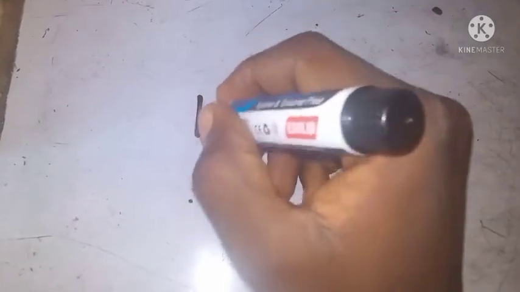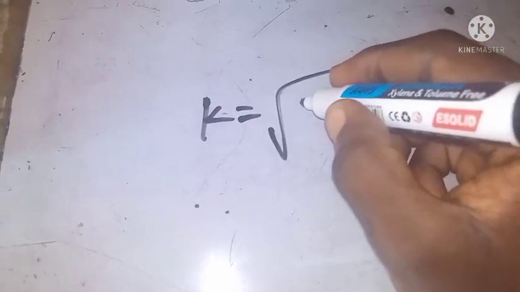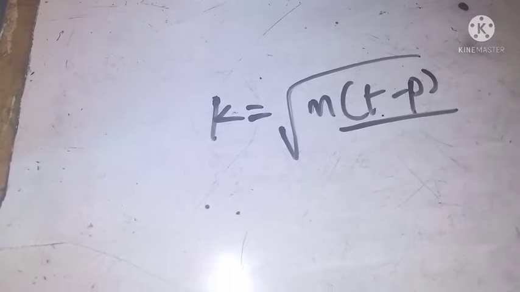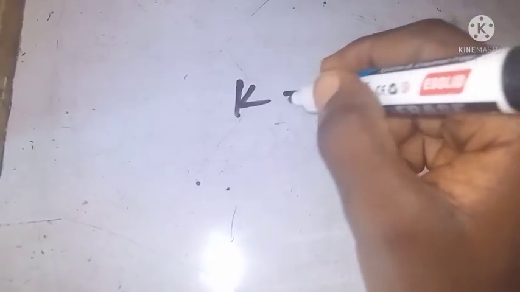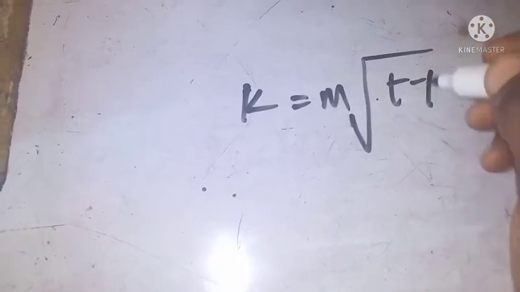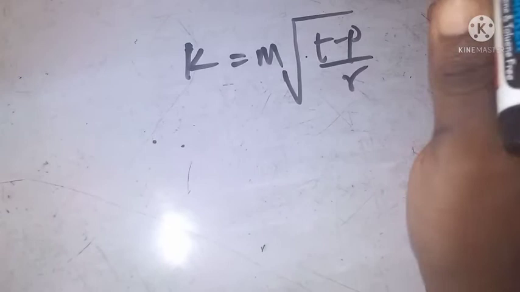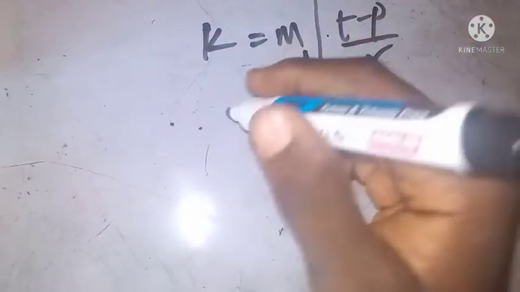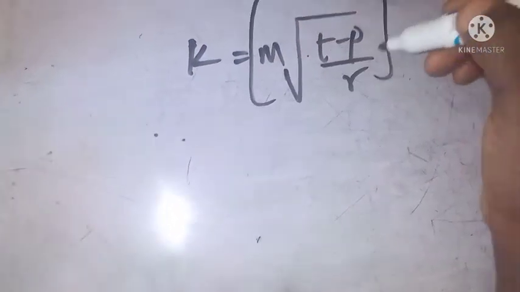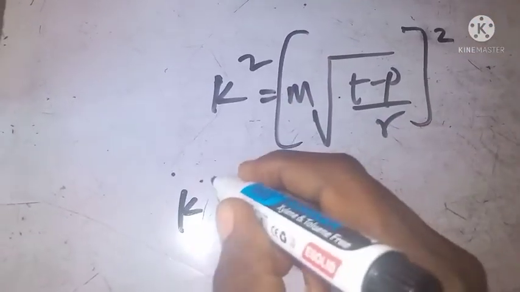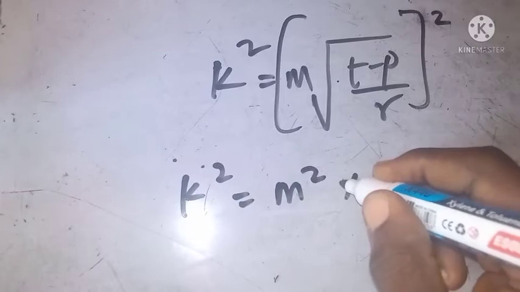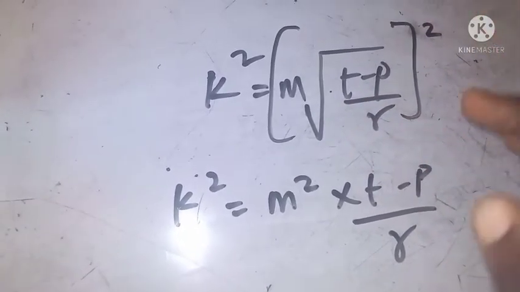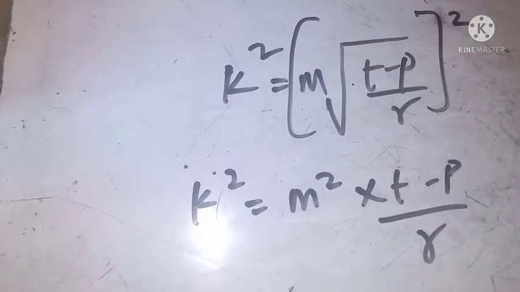So now they said K equals root M open bracket T minus P over R. This thing is as simple as what you can imagine. Just square both sides. When you square both sides, what you have is K square equals M square times T minus P over R, because the square will cancel the square root for this part.